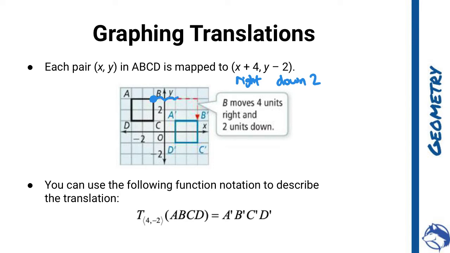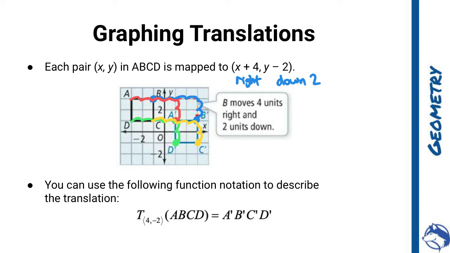And so what's going to happen is if I take point B, I'm going to go to the right 1, 2, 3, 4, and I'm going to go down 1, 2, and that's my B prime. I'm going to do the same thing with each one of these pieces. So for A, 1, 2, 3, 4, down 1, 2, I get A prime. D, I go 1, 2, 3, 4 to the right, down 1, 2, get D prime. And same thing with C, 1, 2, 3, 4, and down 1, 2.